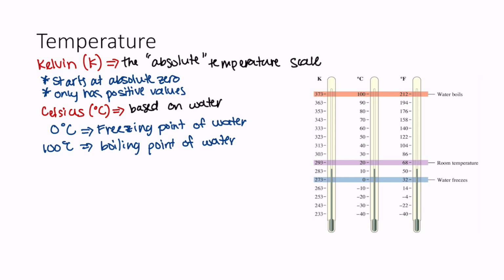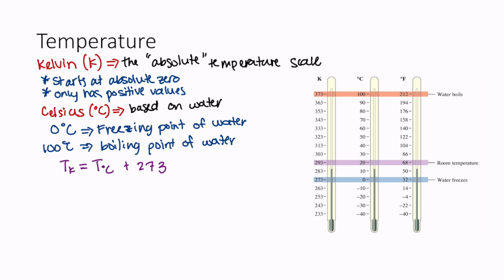Now we can convert between Kelvin and Celsius using the equation. Your temperature in Kelvin is going to be equal to the temperature in degrees Celsius plus 273. Something that is important to note is Kelvin and degrees Celsius use the same size degree, but just start at different points. So if I go up, my temperature increases by 1 degree Celsius. It will also increase by 1 Kelvin.